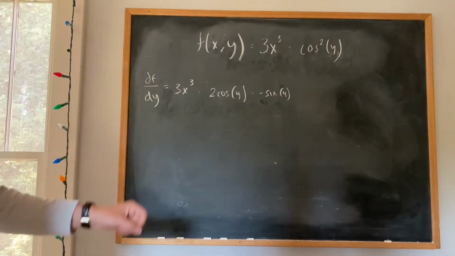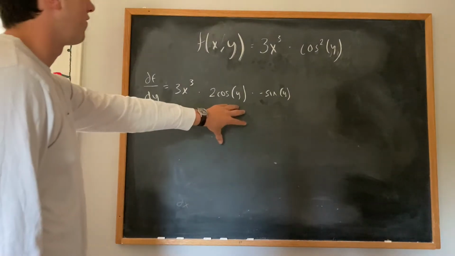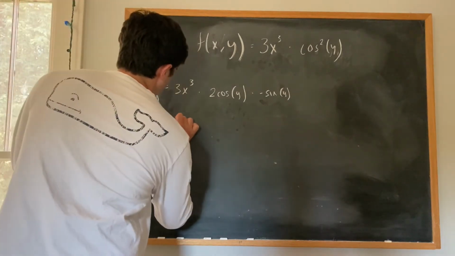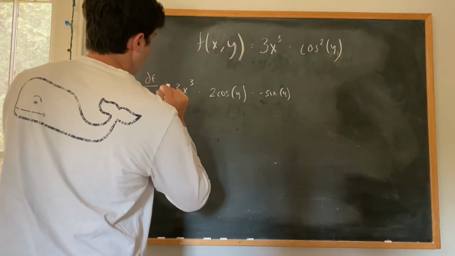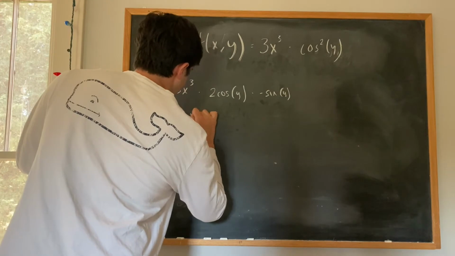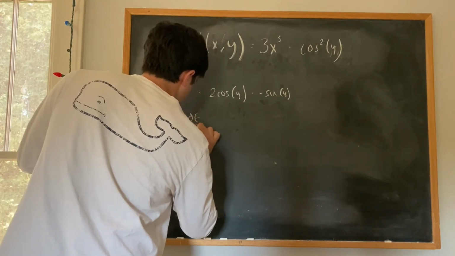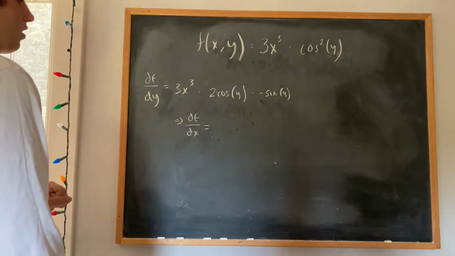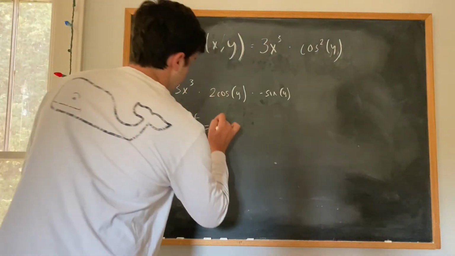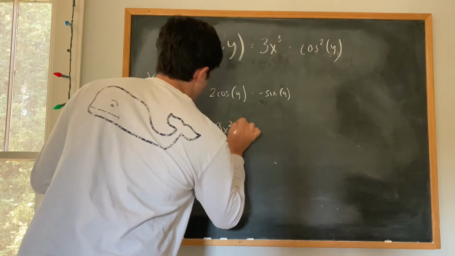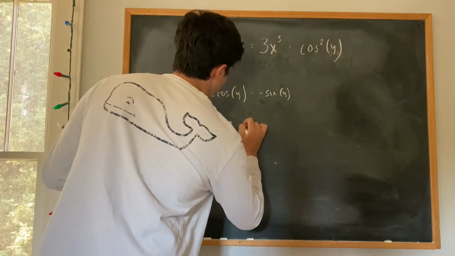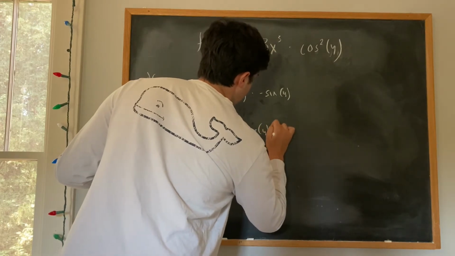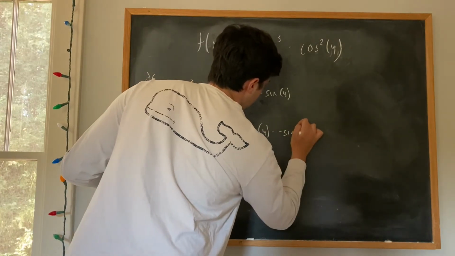Now, let's say I want to take the derivative with respect to x of this resultant here. So not of this equation, but of this resultant here. So I will go like that. And now, remember, this is just going to remain constant. I'm going to take care of this one here. So that becomes 9x squared times 2 cosine y times negative sine y.